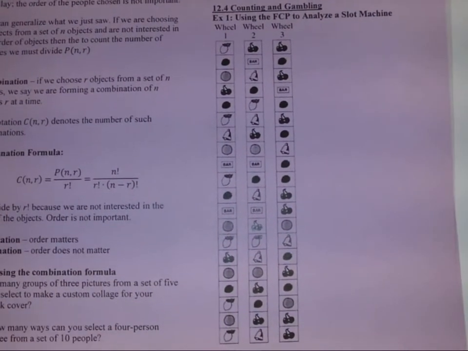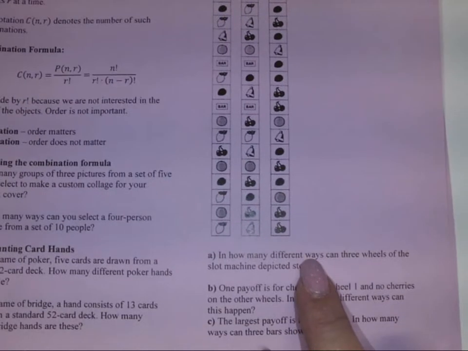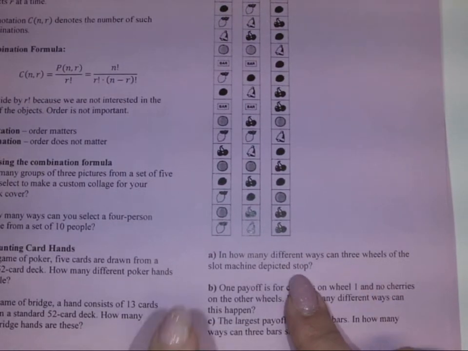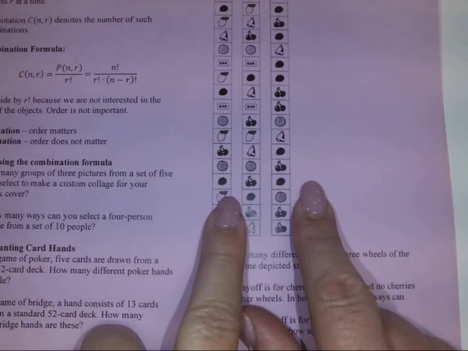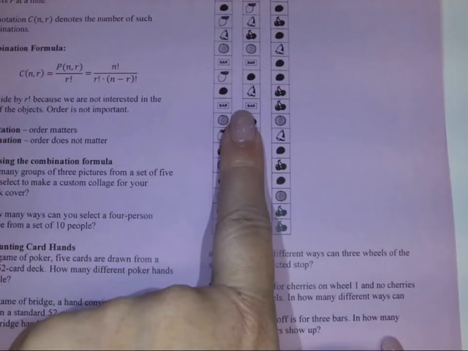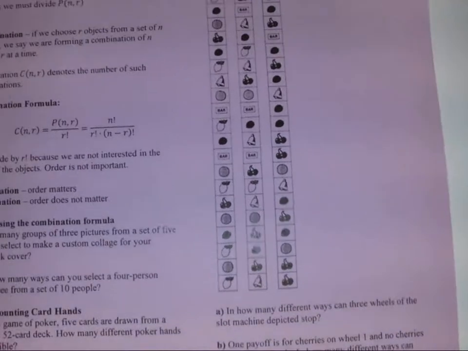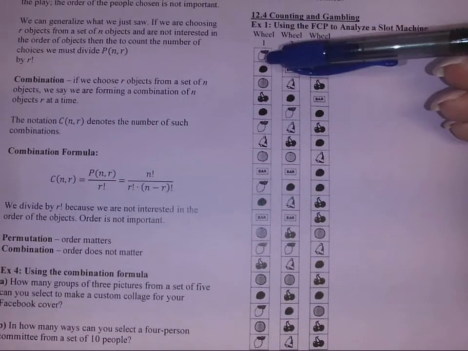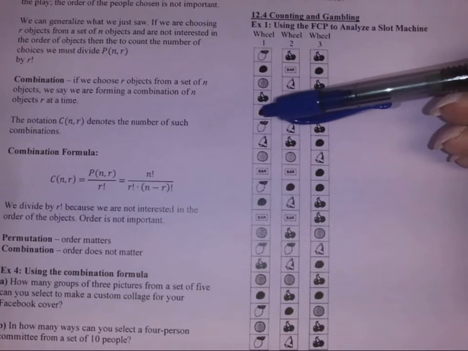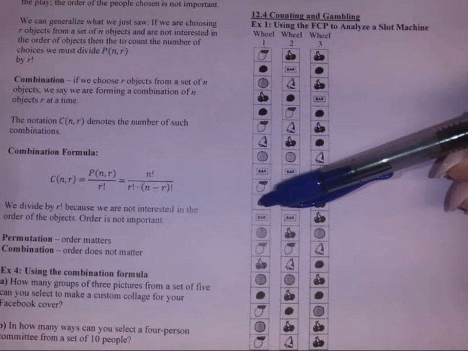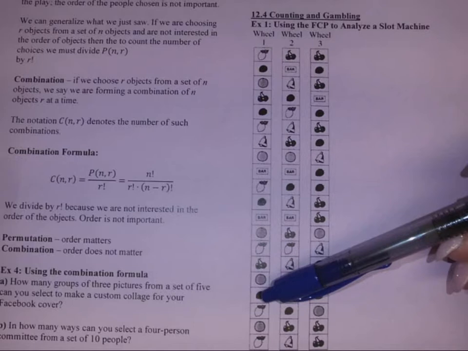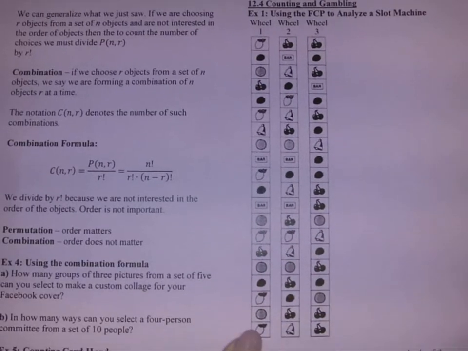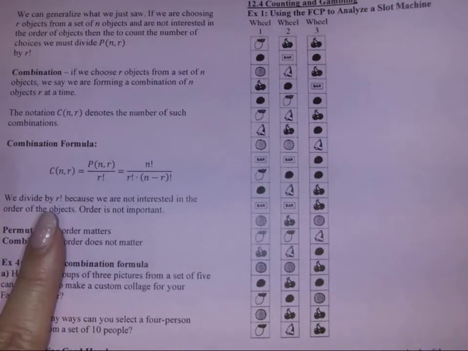So we're going to look at in how many different ways can 3 wheels of the slot machine depicted stop. So how many different ways can this stop? Like we get 1 from this column, 1 from this column, and 1 from here. The first thing we have to do is count. So there is 1, 2, 3, 4, 5, 6, 7, 8, 9, 10, 11, 12, 13, 14, 15, 16, 17, 18, 19, and 20. So we have 20 choices.